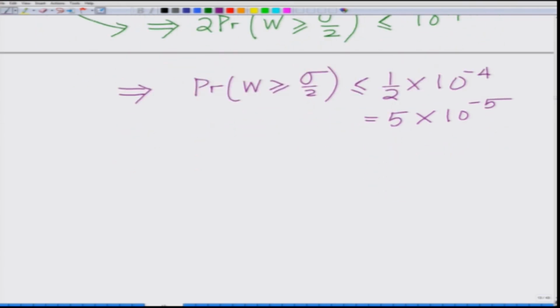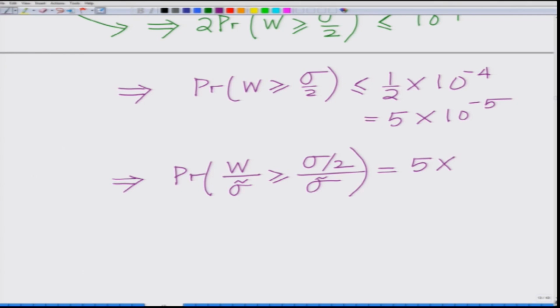Now, what I am going to do is something interesting. I am going to divide w by sigma tilde. If w is greater than or equal to sigma by 2, then w divided by sigma tilde is greater than or equal to sigma by 2 divided by sigma tilde, and this probability is less than or equal to 5 into 10 to the power of minus 5. Okay. Now, observe this quantity: w is a Gaussian random variable with mean 0 and variance sigma tilde square. Therefore, w divided by sigma tilde is a Gaussian random variable with mean 0 and variance 1. Okay. And this is the principle that we are going to use.